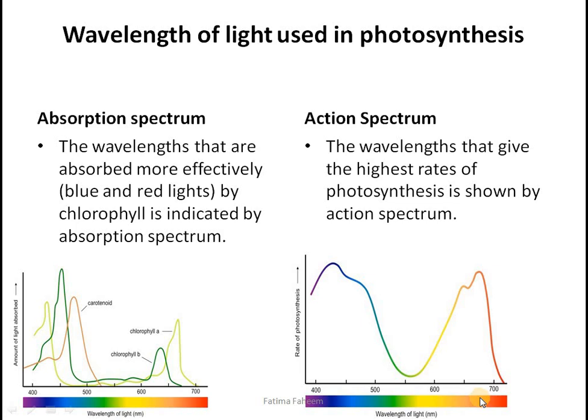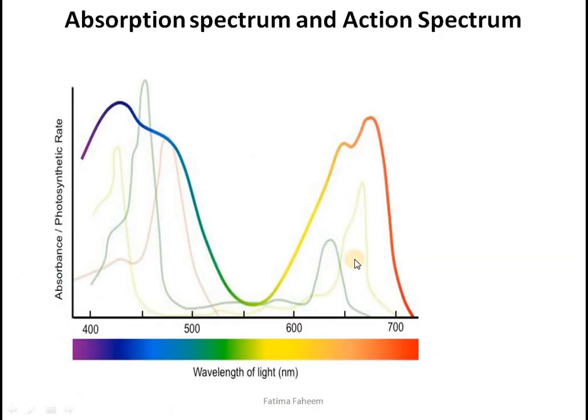So now if I combine these two graphs, I see that both the peaks are coming at red and blue color. This is the graph for both absorption and action spectrum, and if you see, the peaks are being formed in the blue area and in the red area. What does it show us? That the maximum wavelength absorbed by the plant is blue and red, and these are the very points where the rate of photosynthesis is also maximum.